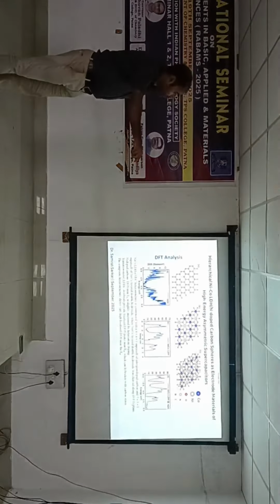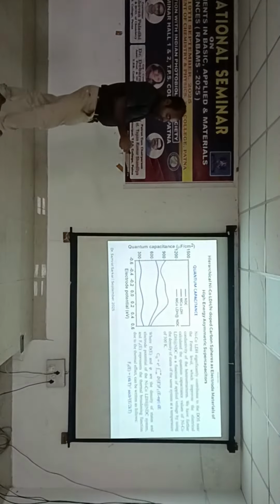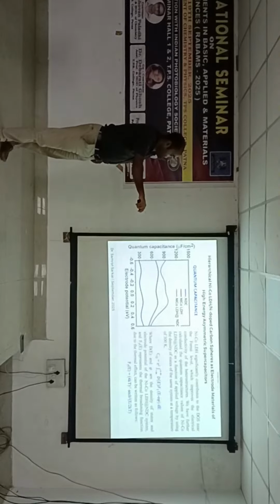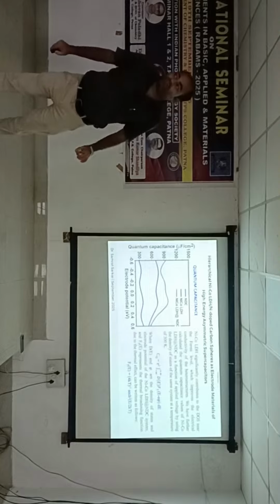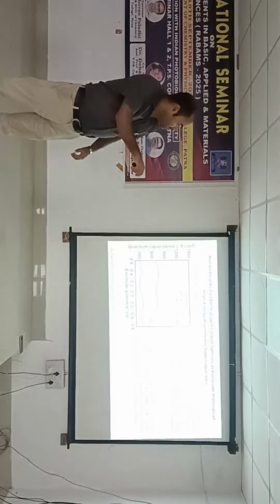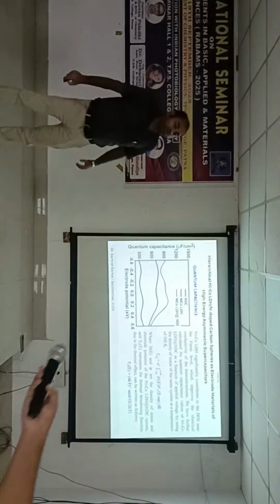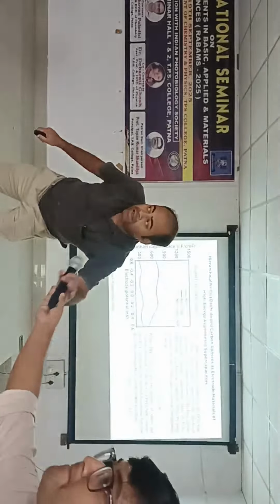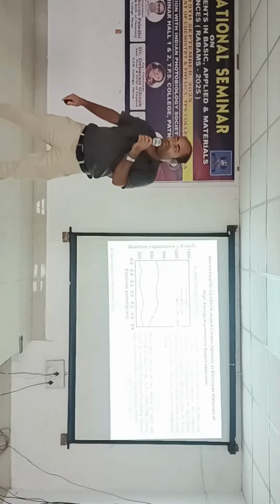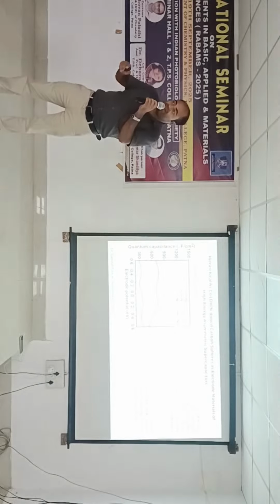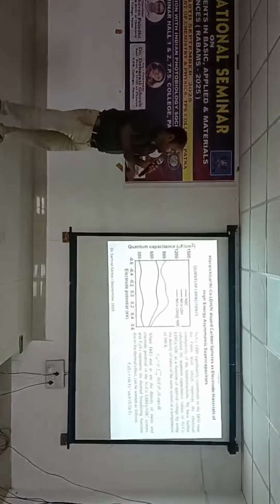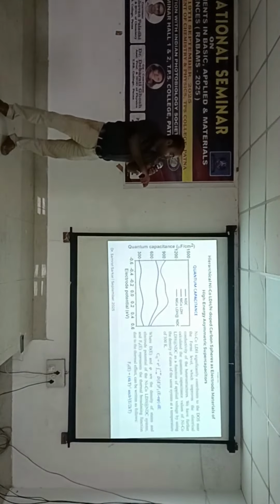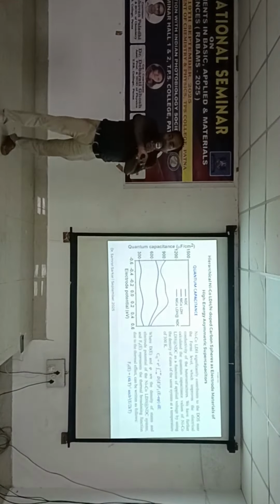Now we also calculated the quantum capacitance here from the density of states. We know that the quantum capacitance for a small system is proportional to the square of the charge into the density of states. That is the quantum capacitance per unit area. Now, if we integrate over the whole surface, then we get the quantum capacitance per unit area of the whole material.